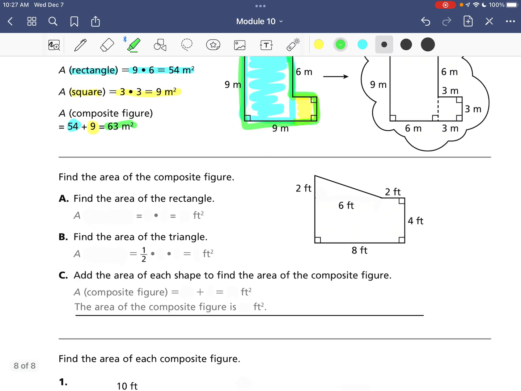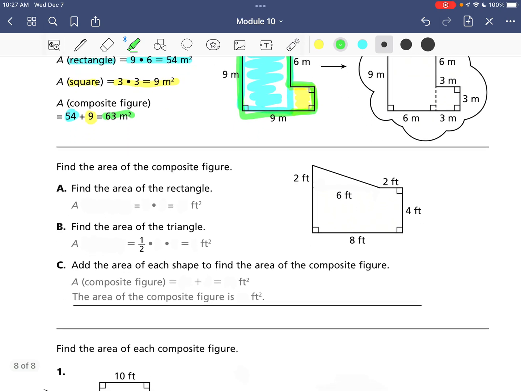All right, here's another shape, a little funky. We need to break it up into pieces. So we have a rectangle. So let's draw in our rectangle here. So there is a rectangle. Again, area of a rectangle is length times width. So we're gonna have our 4 times 8. So here's our rectangle, 4 times our 8.